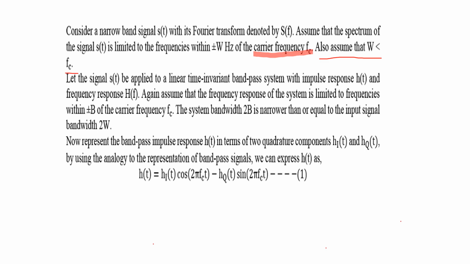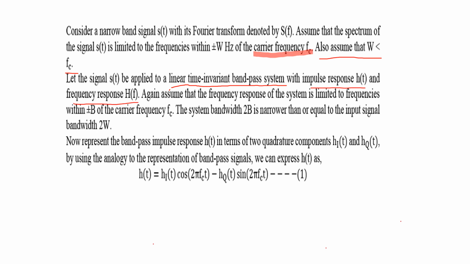That is, it is understood that the message signal is always in low frequency, whereas the carrier signal is in high frequency. So let the signal s of t be applied to a linear time invariant system. What do we mean by linear time invariant? As I mentioned earlier, it is a system that does not vary with respect to time. That's why it is a time invariant system, with the impulse response h of t and frequency response h of f.